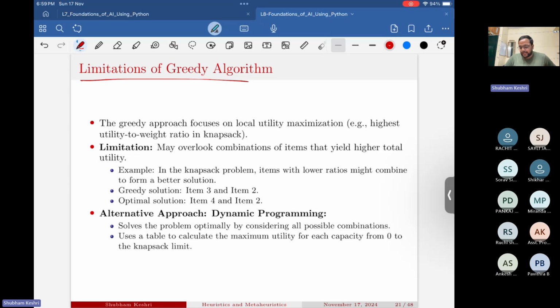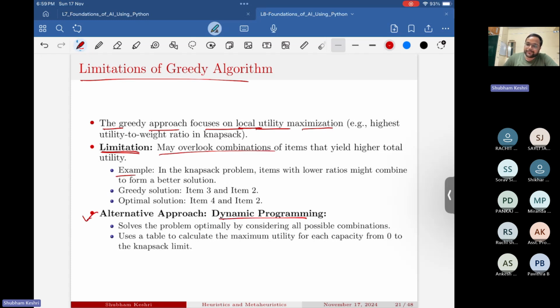Limitations of the greedy algorithm: the greedy approach focuses on local utility maximization, because we are just picking the maximum utility per unit weight at the start. We are not looking at what may happen in the future, so it doesn't have a look-ahead factor. It is a very short-sighted algorithm. It just looks at whichever is the maximum and picks it. It doesn't consider the whole space at a time. So this is a very short-sighted, local algorithm, right? Limitations, I have told you, and I have given some examples.